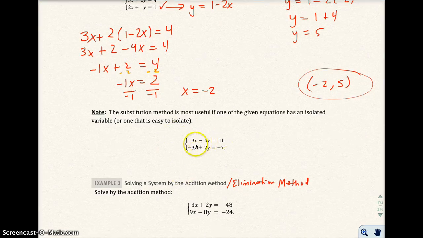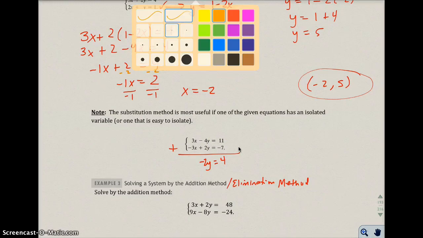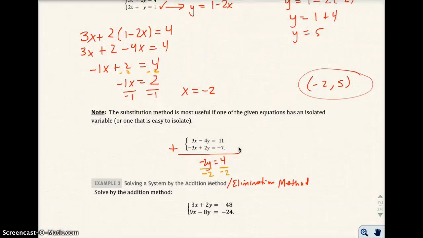So what I do is, if I call it the addition method, if I add these equations together, if I add these terms together, I end up getting 0. There are no more x's. If I add these terms together, I get -2y. If I add these together, I get 4. Now if I divide by -2, I get y equals -2.